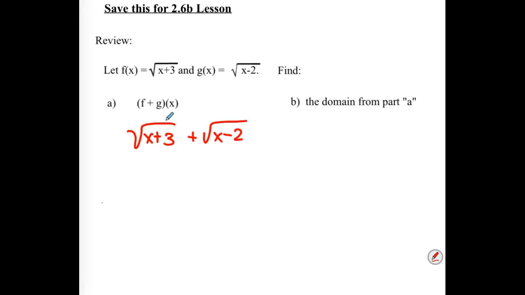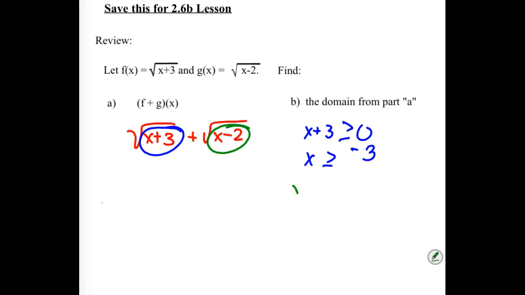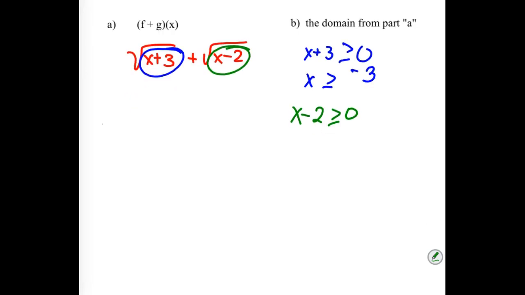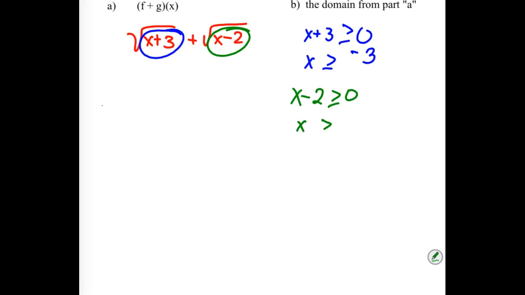For our domain, we have two square root pieces that we have to be concerned about. This piece here, x plus 3, has to be non-negative, right? 0 or something positive. It cannot be a negative number, which means x has to be greater than or equal to -3, okay? The other one, x minus 2, also can't be negative. So we're looking at 0 or higher, which means x has to be greater than or equal to +2.